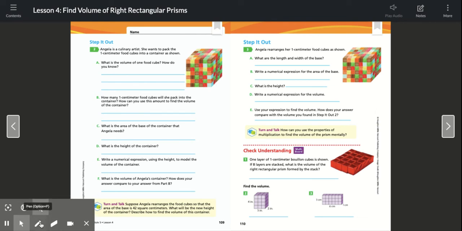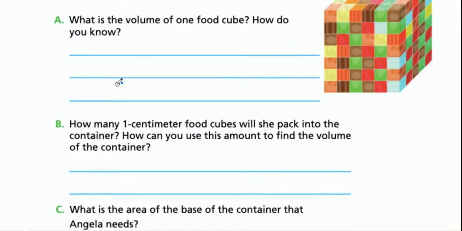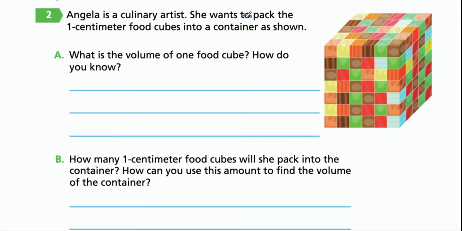We're going to start off with page 109 with number 2, and we're working with Angela. She wants to pack 1 centimeter food cubes, so that's very important, 1 centimeter food cubes into a container as shown. So she's going to take all those little cubes and put them into this shape right here, and this is going to be the shape of our container.